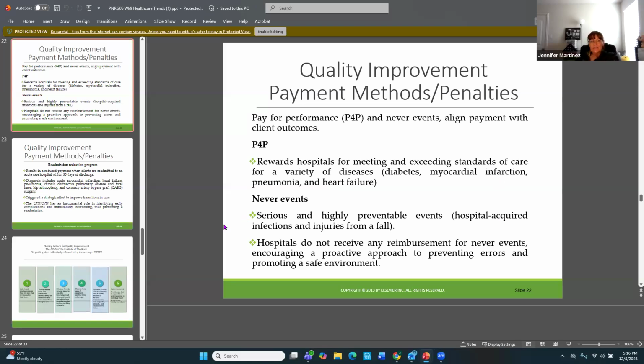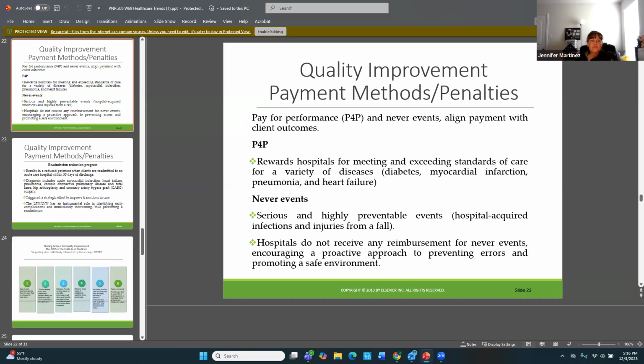Also think about these never events. I don't know, has anybody heard of never events before? What are never events? I know it's on the slide, but never events are serious and highly preventable events. So your catheter associated infections, your ventilator assisted pneumonias, your pressure areas. It could be injuries from a fall that they took.